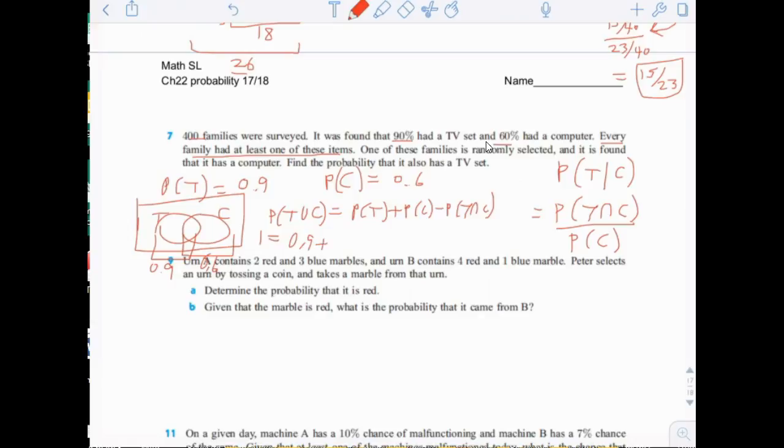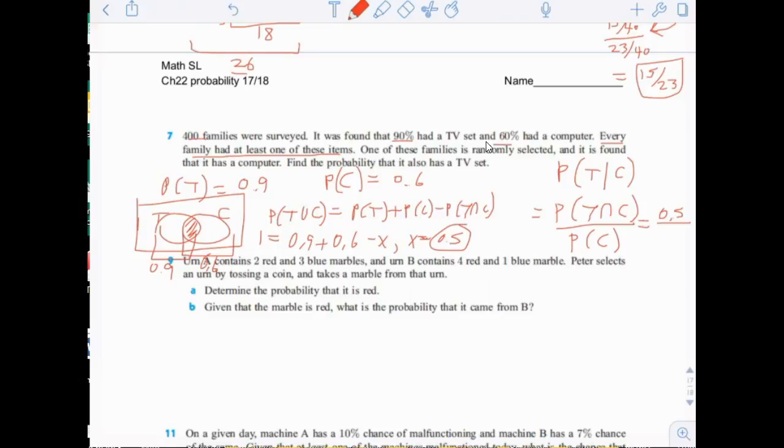So what's this going to give us? If we do the algebra on this, we're going to get X equals 0.9 plus 0.6, which is 1.5, minus 1, which is 0.5. So we have just found out that the intersection of these two, this area here, is 0.5. So the probability here on the numerator is 0.5. For the denominator, the probability of C is 0.6 because it's probability of having a computer. So the answer is 5/6.